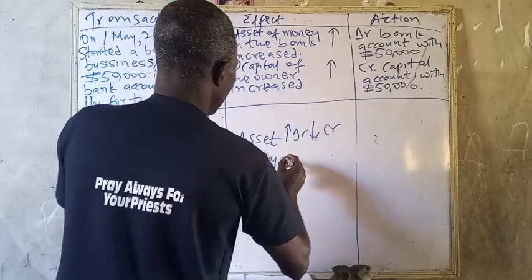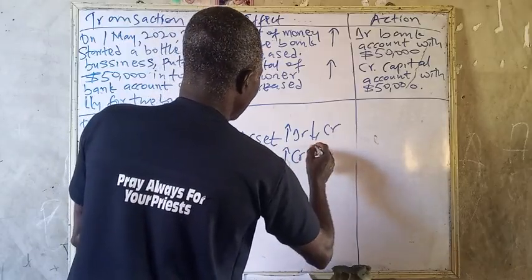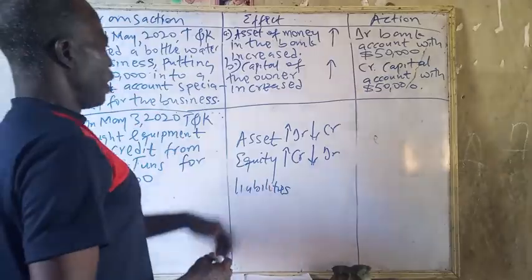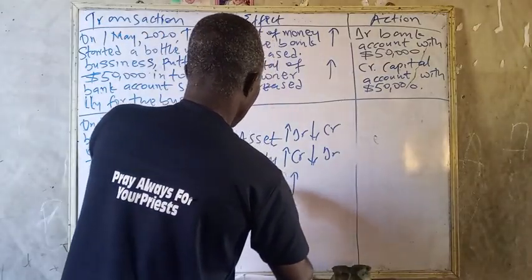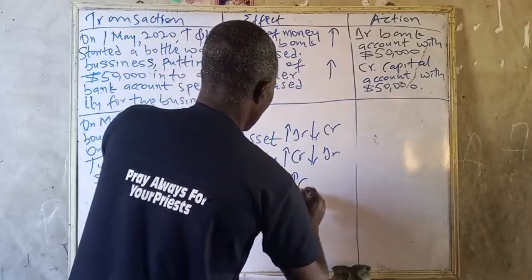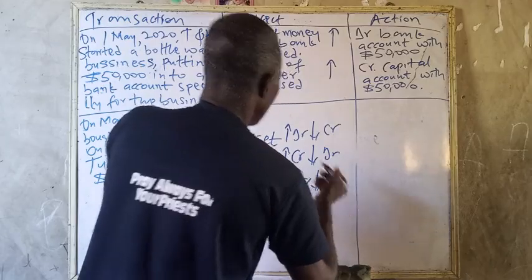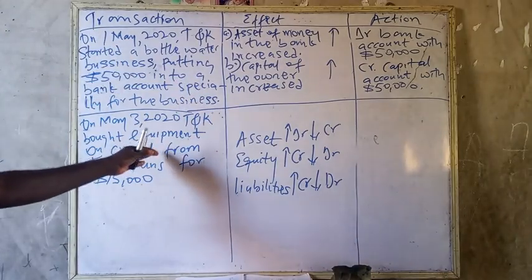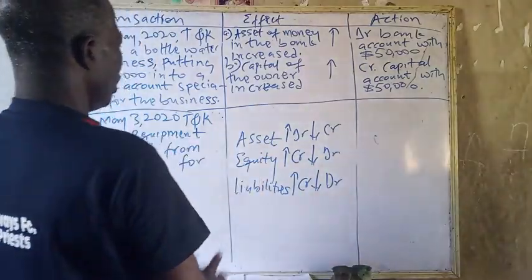Equity increase, you credit. Equity decrease, you debit. Liability increase, you credit. Liability decrease, you debit. So now, this scenario, this example, is it assets or equity or liability?